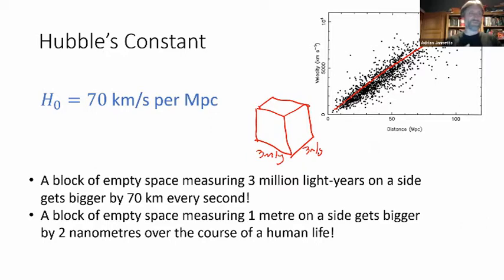So you're not going to notice space expanding in your room. Even over the age of the solar system, you're not going to notice the space in your room expanding. But when you look at a block of space that big, the expansion is 70 kilometers per second. If you look at a bit of space 6 million light years across each side, it will be 140 kilometers per second. It's only when you look at very, very big distances in the universe that you begin to notice that the space in between is actually doing something very strange.